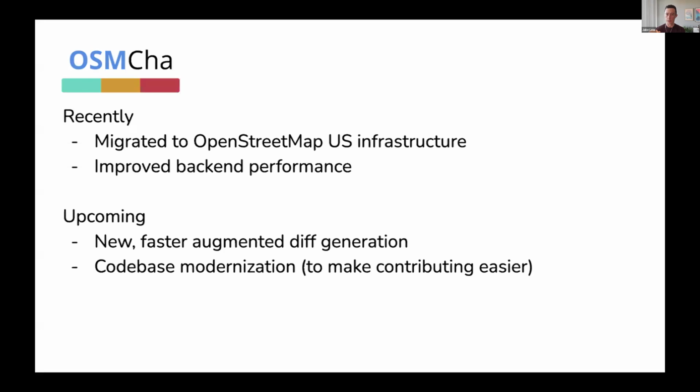Coming up soon, we're working on a new service for augmented diff generation. Augmented diffs are a key piece of data that OSMCha uses to render the change set on the map. It has to contain all the data about the old state of OSM and the new state, before and after the change set. The service that generates that data right now is a bottleneck, and so we're working on a new architecture that's a lot faster and will make that data load more quickly and more reliably.